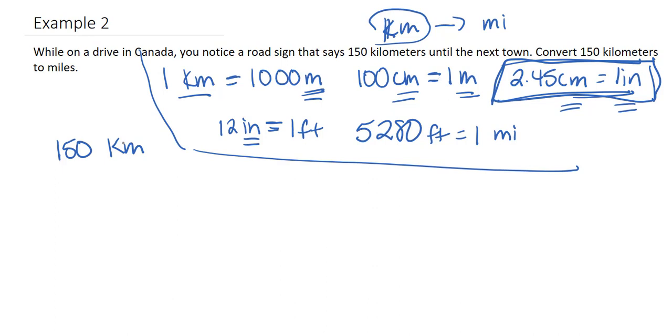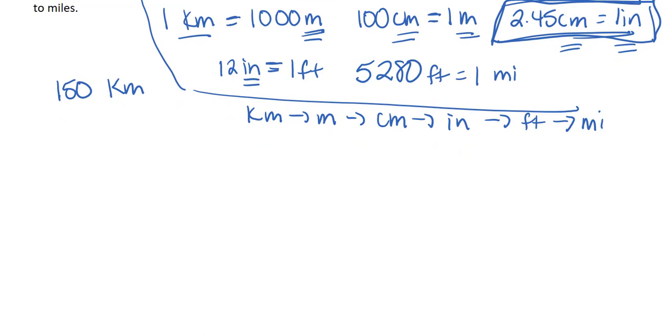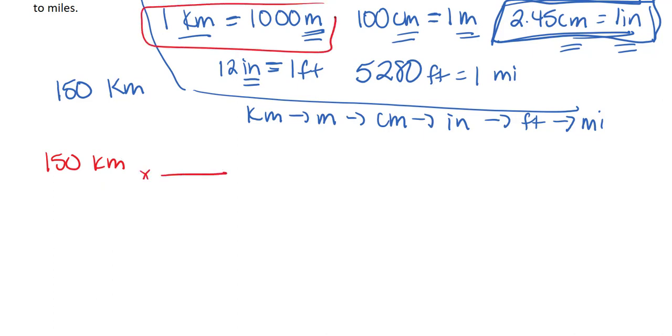So now we can go ahead and set it all up, right? Because we notice that we're having to go from kilometers to meters to centimeters to inches, to feet to miles. So we have a multi-step process here. So let's start there. If we know 150 kilometers is what we're starting with, let's go ahead and use this. So we're going to put the 1 kilometer on the bottom and the 1,000 meters on the top.